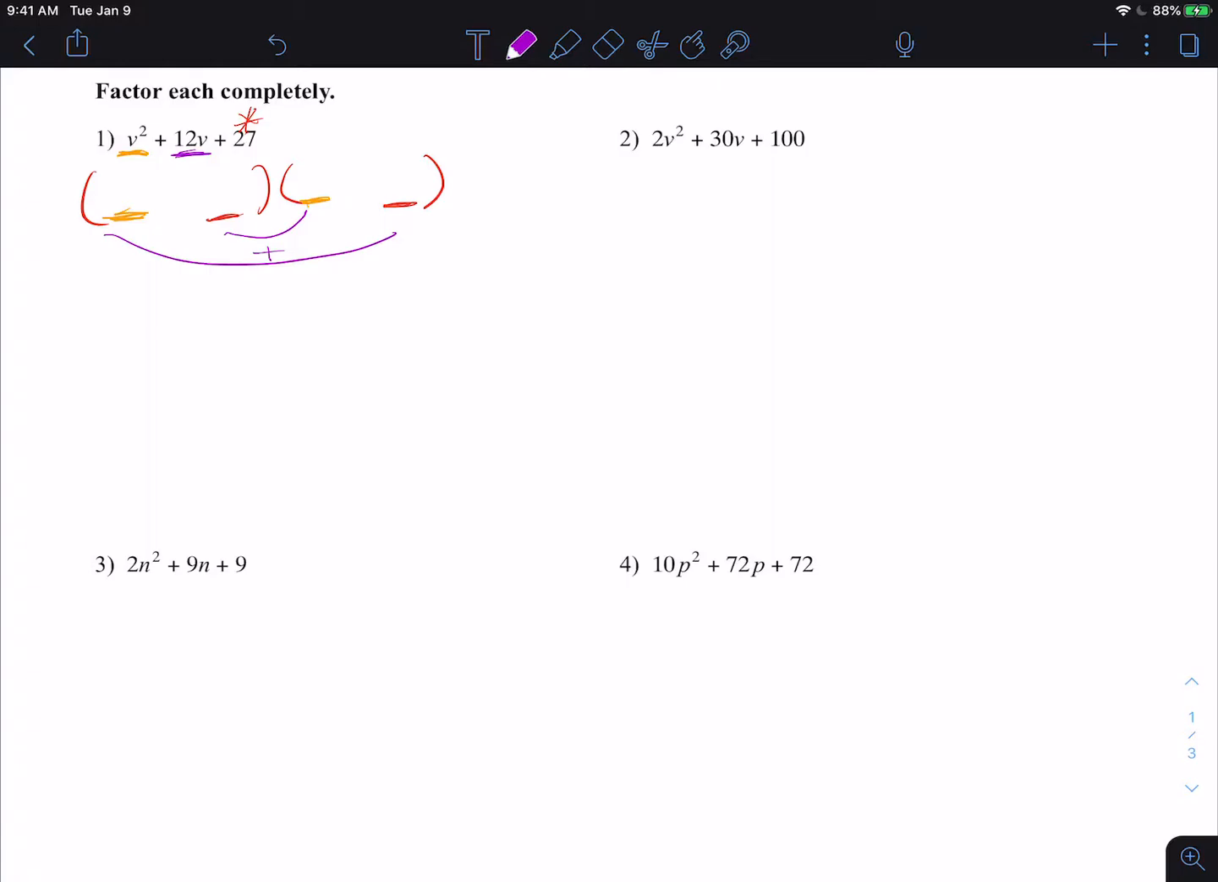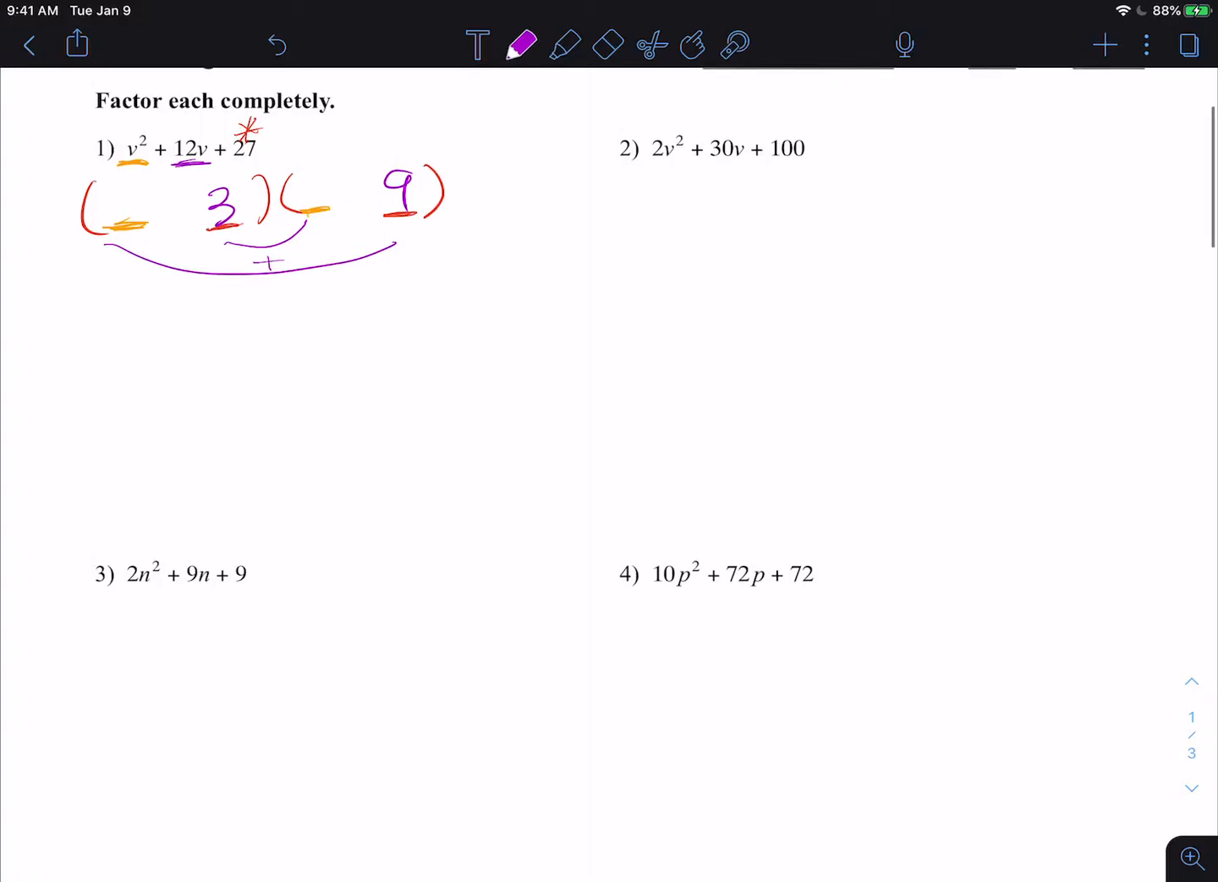What you're undoing is multiplying polynomials. So it's really a division process when you're factoring. The very first thing you should always check for when you're factoring is the greatest common factor. So do v squared, 12v, and 27 have anything in common? They do not. So now I want to look at 27. Well, I know 27 is 3 times 9.